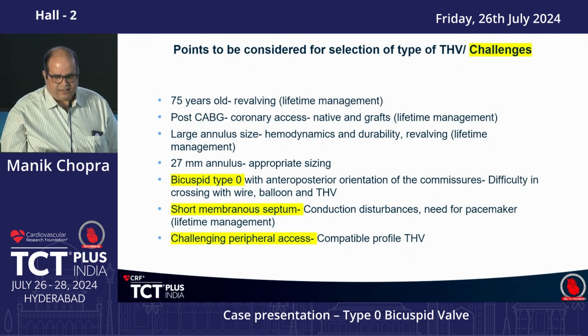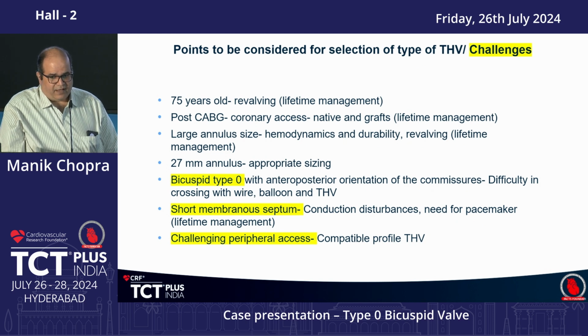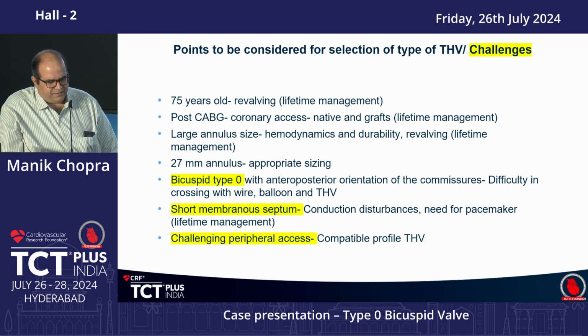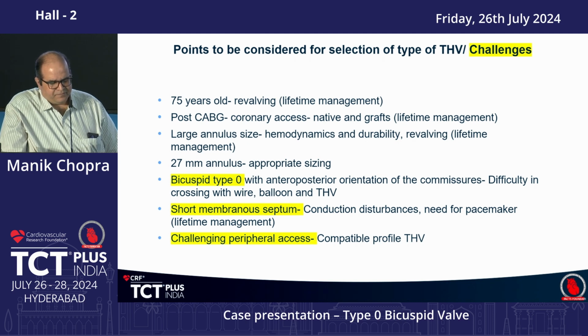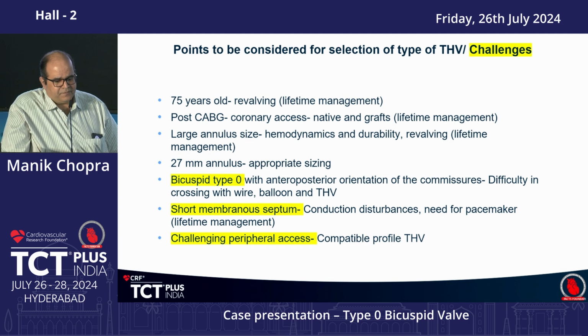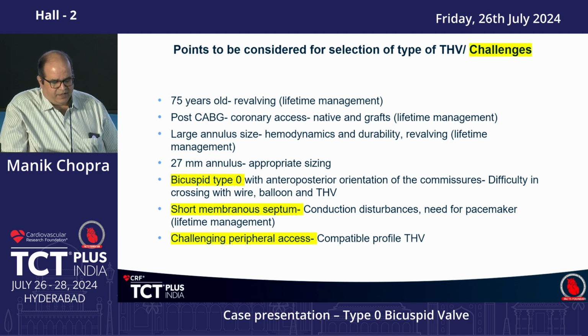So the points to be considered in selection of the transcatheter heart valve, and probably the challenges in the procedure. We know that this patient is 75 years old, but India is a very heterogeneous population. You are looking at a patient who is quite rich, and for sure his life expectancy is going to be similar to a Westerner. So still, though the patient is 75, I would think of lifetime management. If there is no CKD, no CLD, lungs are good, there's no reason why he should not live for more than 10 years. So you should keep lifetime management in mind despite the patient being 75.